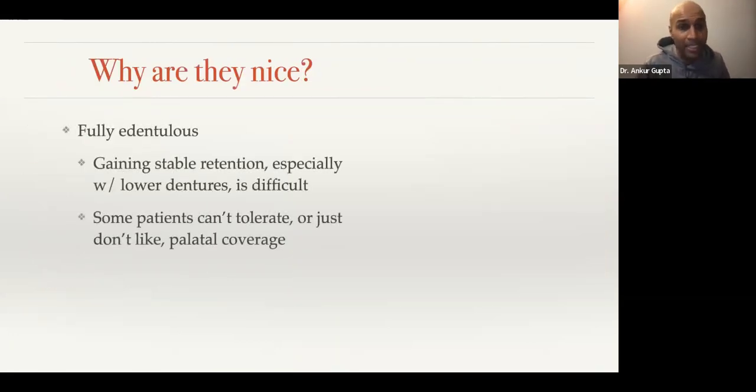Well, gaining stable retention in a lower denture is just difficult. It's hard. Most lower dentures, no matter how good you make them, it's hard for them to have stable retention. And some patients just can't tolerate palatal coverage.